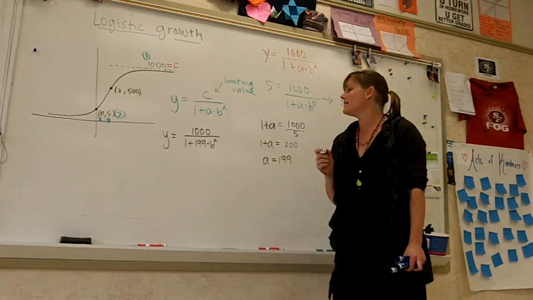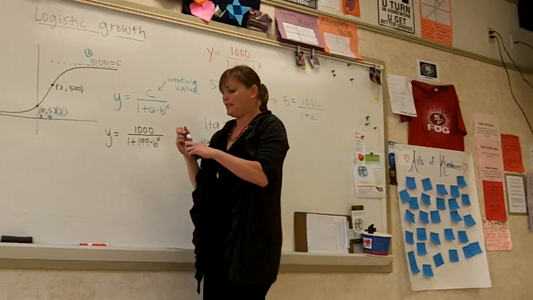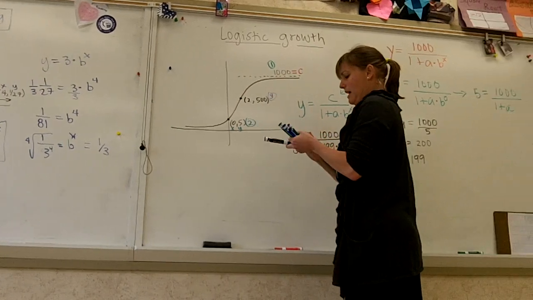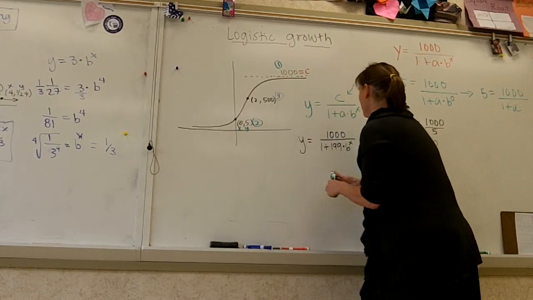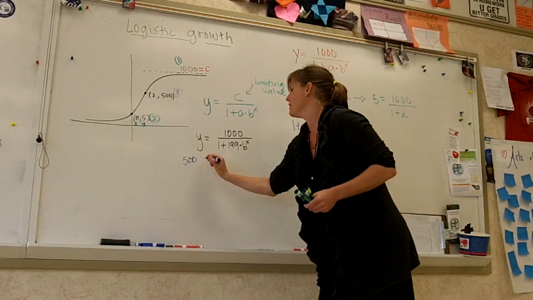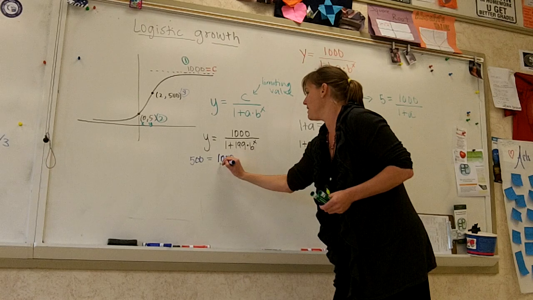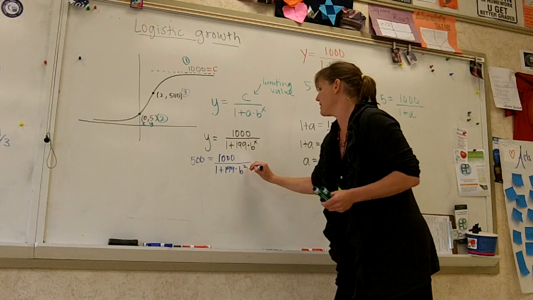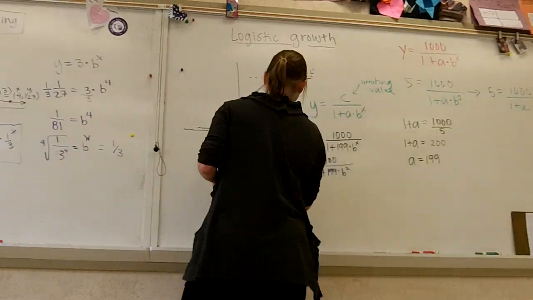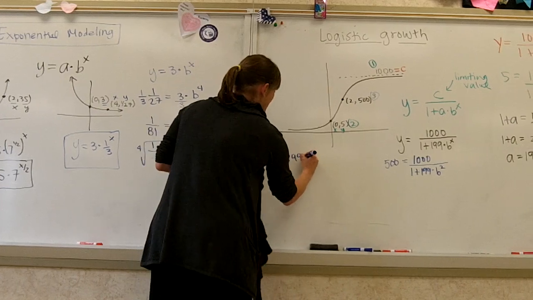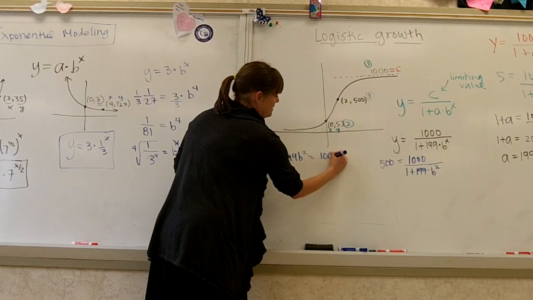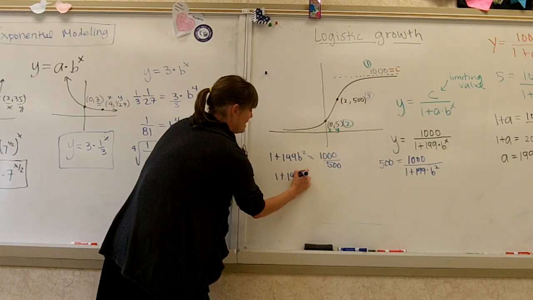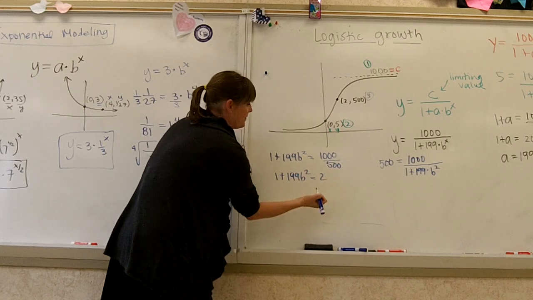power. So the second thing that I need to do is solve for B. So that's when this other part comes in right here. So step 3 is plug in the final point that we haven't used yet. So Y is equal to 500 equals 1,000 divided by 1 plus 199 times B squared. I'm going to do my little trick. So I get 1 plus 199 B squared is equal to 1,000 over 500.